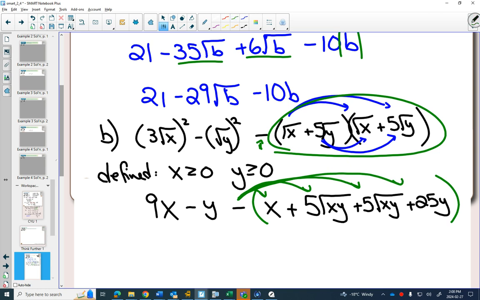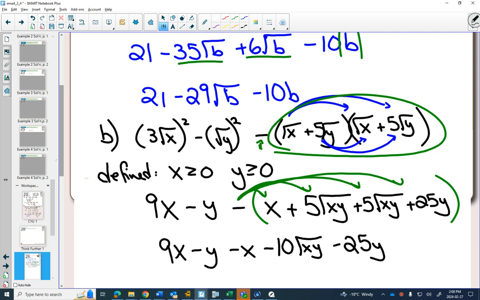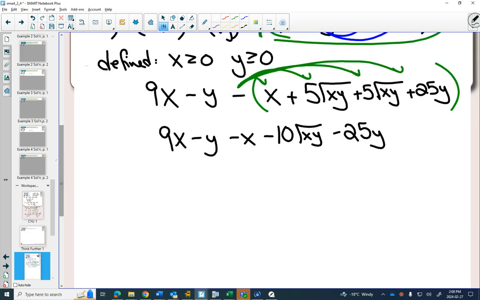So if I write things out, I have a 9x minus a y, but now I'm going to minus an x. Notice these are like terms. You'd have 10 of them, but they get hit by the minus, so it's minus 10 xy's and minus 25y. Now I have some like terms. 9x minus x is 8x. Negative y minus another 25y's is negative 26y's minus 10 xy's.